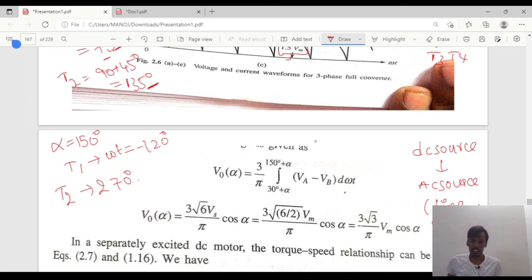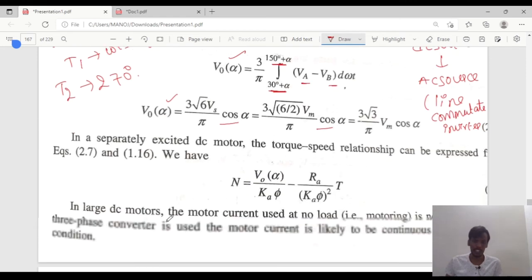So both converter and inverter remain in fixed output voltage for alpha greater than 30 degrees. Here, if you observe, as it is a 3-phase converter, the average output voltage V0 is 3 by pi, conducting from 30 plus alpha to 150 plus alpha, and the voltage is VA minus VB d omega t. So the value will be 3 root 6 Vs by pi cos alpha, or I can also write 3 root 6 by 2 Vm by pi cos alpha, or 3 root 3 by pi Vm cos alpha. So these are the output voltage equations.